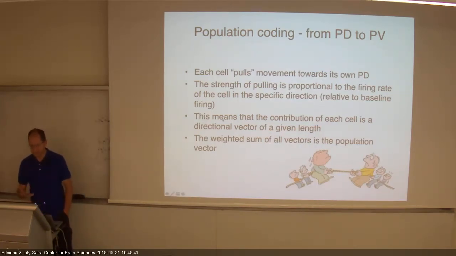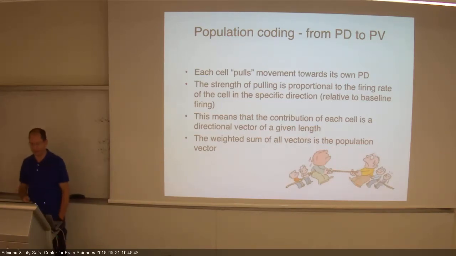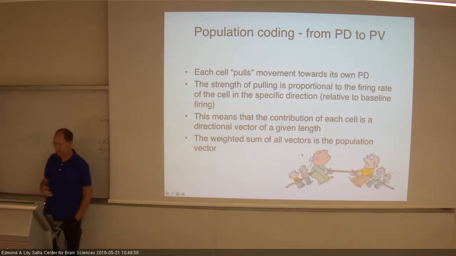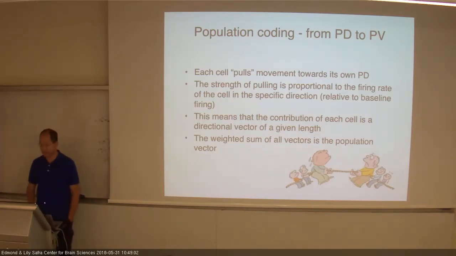And mathematically, this is not very complicated math, but it means that each cell is a directional vector, and the amount of firing is the length of the vector. And now you just have many vectors. Each cell is a vector. You sum all these vectors, and you get the population vector. And the population vector, what Georgopoulos showed, was a very good prediction of the actual movement of the monkey.